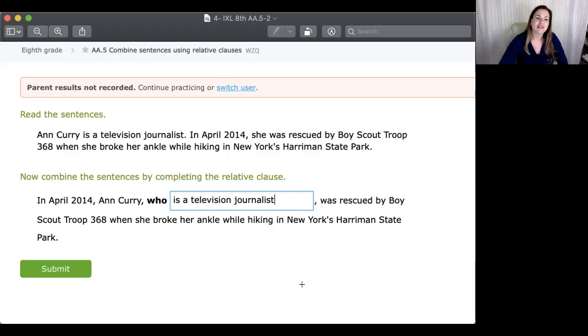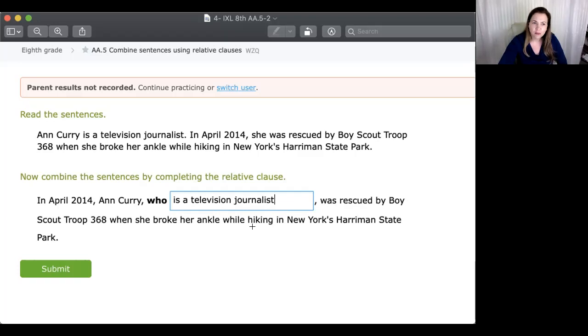Okay, so now they're saying combine the sentences by completing the relative clause. Again, they're starting the relative clause for you. They're making this kind of easy for you. Your task here: in April 2014, Ann Curry, who blank, comma, was rescued by Boy Scout Troop 368 when she broke her ankle while hiking in New York's Harriman State Park. So we have to ask, what bit of information are we missing from these two sentences?